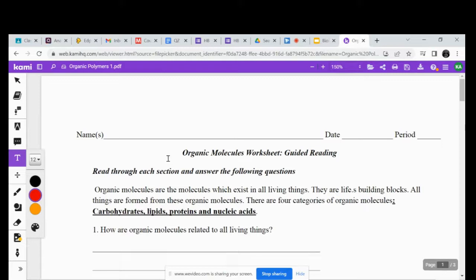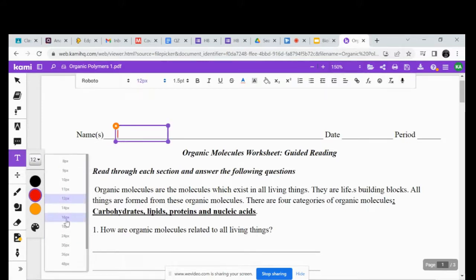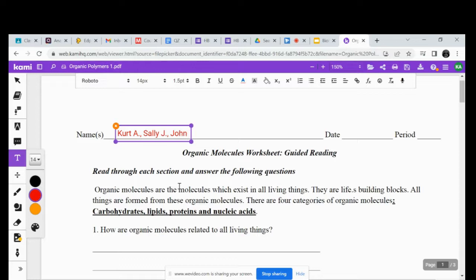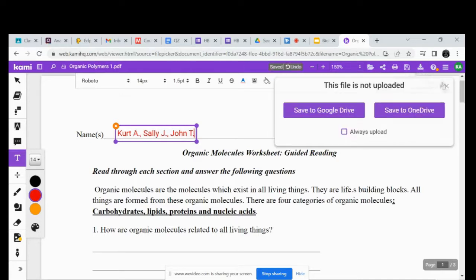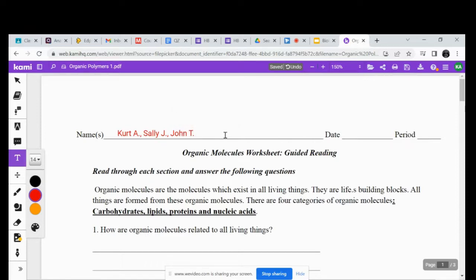All right, so those of you that need some help with the organic polymers number 1, you came to the right spot. All right, so names. Make sure you put your names. Let me make it a little bigger. Here's my name. That's my first name, that's my last initial. I'm going to make up some partners. I worked with Sally J. I put her last initial so I can find her easier on Aeries. And I also worked with John T. Boom. All right, so I got my 2 partners. So now all 3 of these people are going to get credit for this assignment. I put their last initials so it's easier for me to find them on Aeries. Boom, I'm ready to go now.